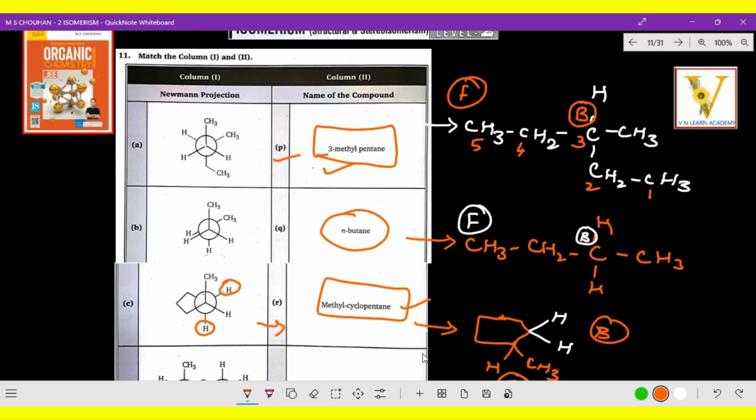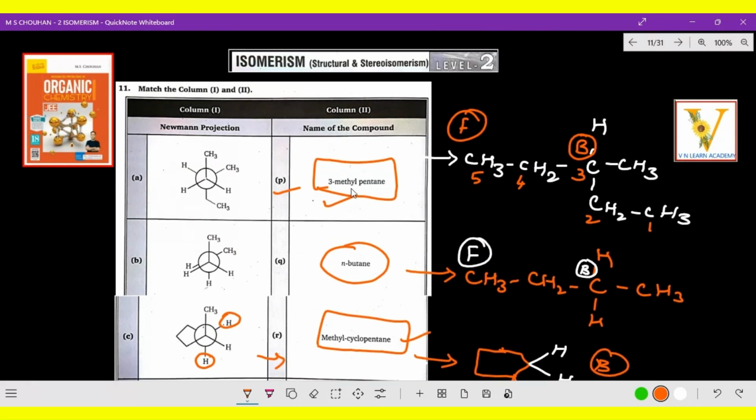How do we identify Newman's projection formula into the normal name of the compound? Generally, front carbon, back carbon. If you know, easily you can identify the structure, that means the name of the compound. Very easily you can identify the normal structural formula. Right? This is Newman's structural formula. This is normal structural formula. Come on, let us go to the next question.